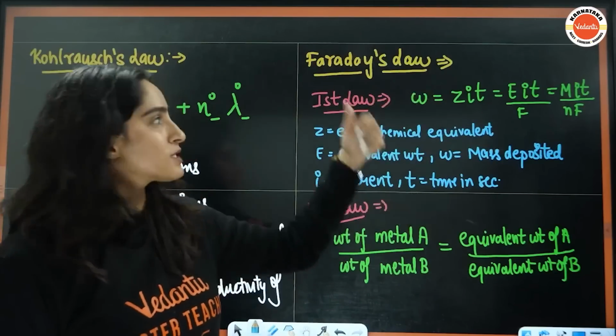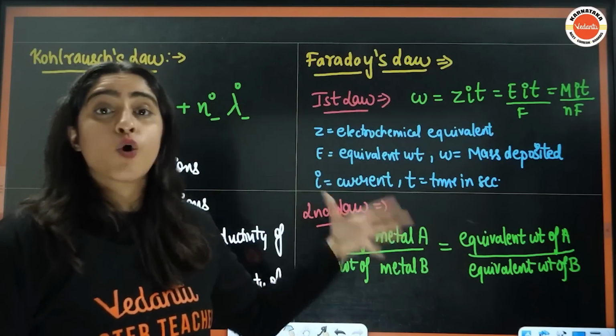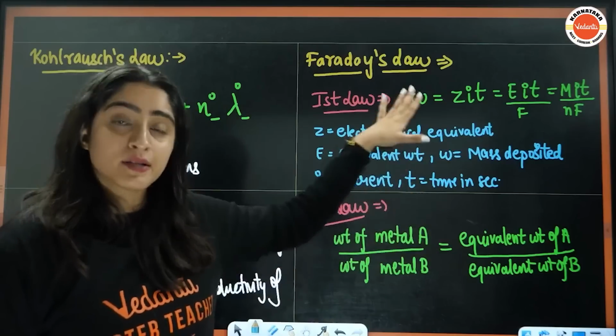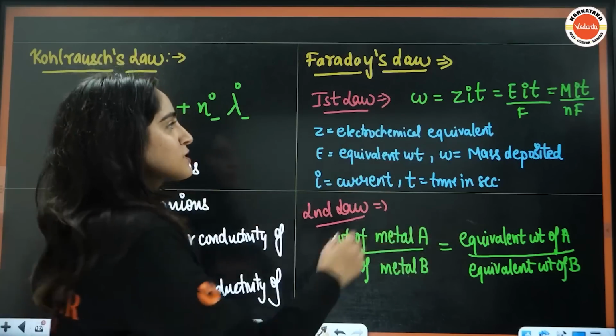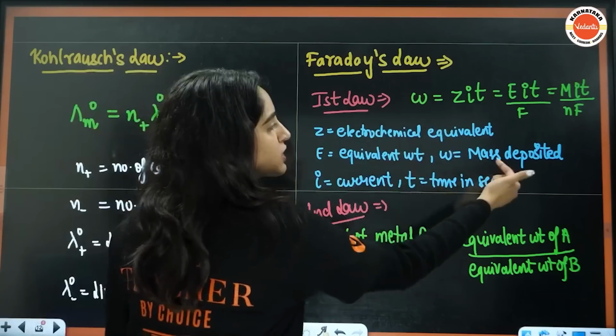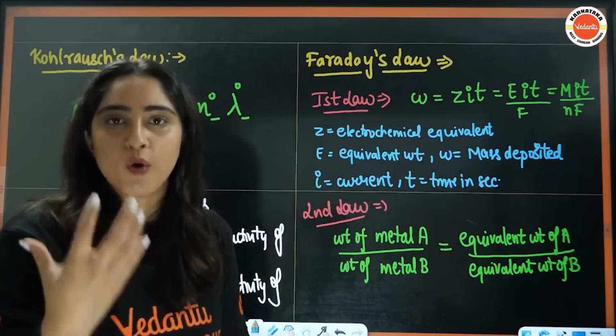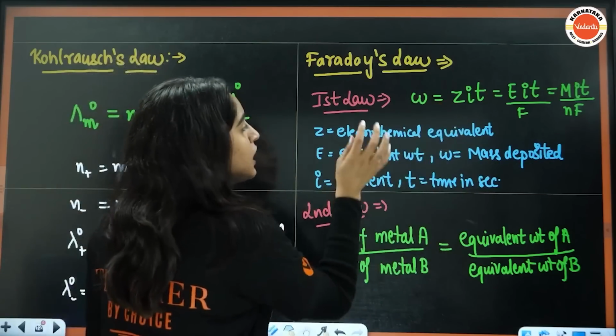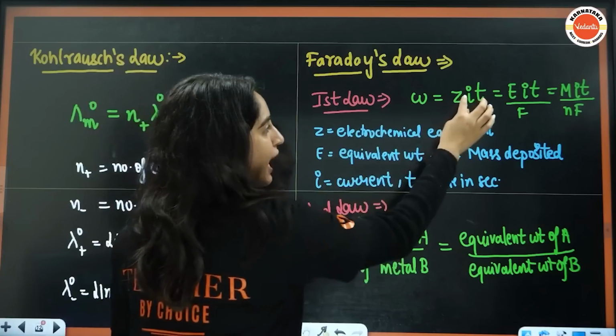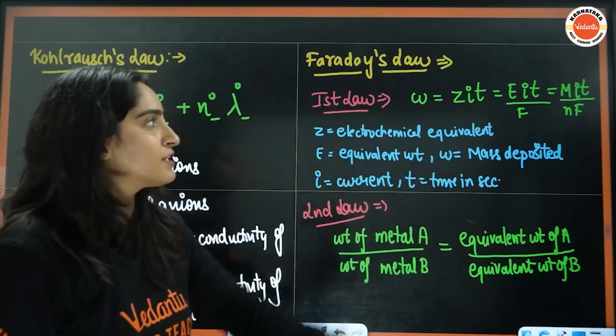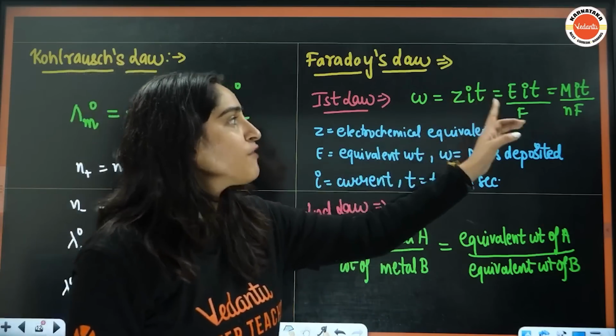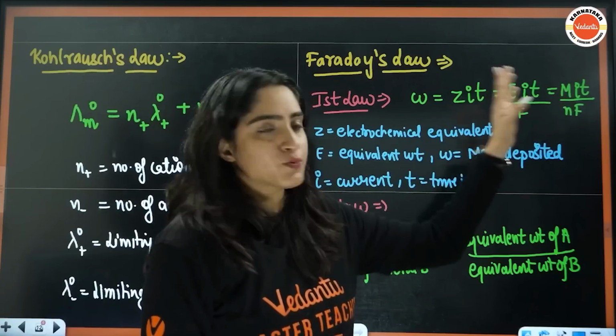Faraday's law, we have 2 laws, that is first law and second law. This can also be asked. Usually students avoid this, but this can also be asked. Very simple. So firstly, this is W. W is the mass or the weight deposited, right? Z is the electrochemical equivalent, I is current and T is time, and Z is equal to E by F, and E is equal to molar mass by n.